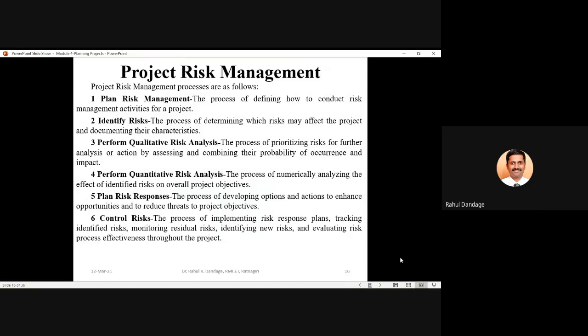And then evaluating the overall risk management process effectiveness throughout the project life cycle. Right from the initiation stage to the final closure stage, at every point of time, how effectively your risk management process is implemented and executed, that effectiveness should be evaluated in this control risk process of project risk management.